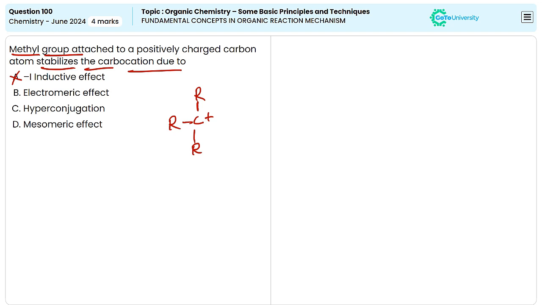And the second one is the electromeric effect. This is also the wrong answer. The third one is given as hyperconjugation. Hyperconjugation is the stabilizing interaction in molecules where electron density from a sigma bond interacts with an adjacent empty or partially filled p orbital or pi bond. This delocalization of electrons helps to stabilize the carbocations and alkenes.